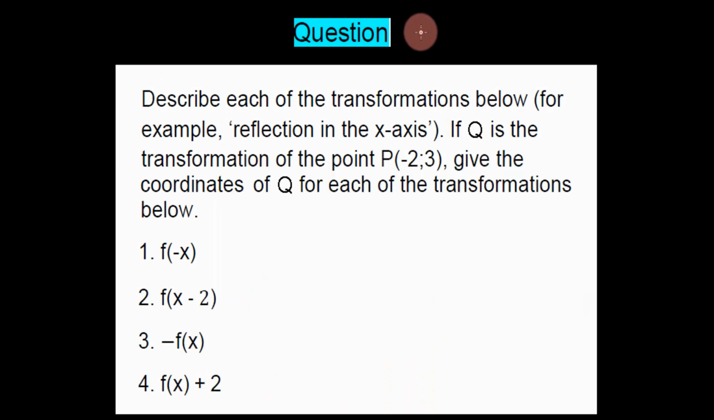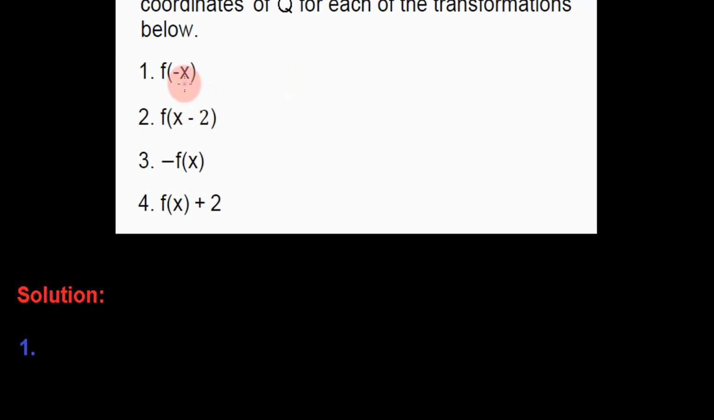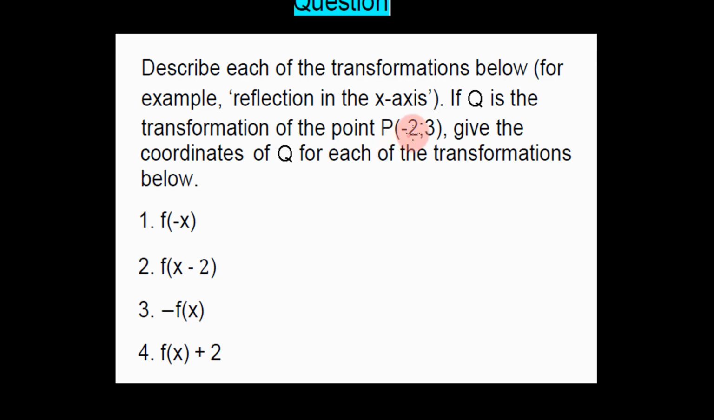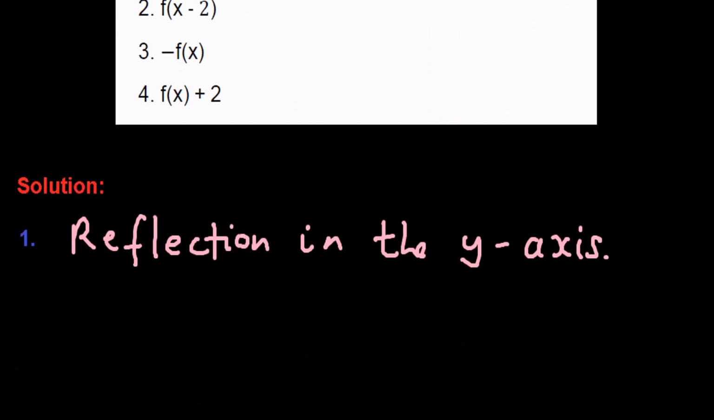So let's look at your answers to this question. It says describe each of the transformations below. Then it also says if Q is a transformation of the point P with these coordinates, give the coordinates of Q for each of these transformations. So let's look at the first one. It's f of -x. Now this is a reflection in the y-axis, so all our x's will change sign. Now P has an x-coordinate of -2, so that means that Q will have an x-coordinate of +2. So the coordinates of Q then will be 2, 3.